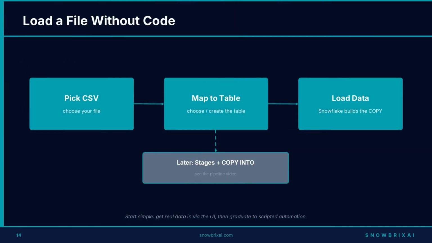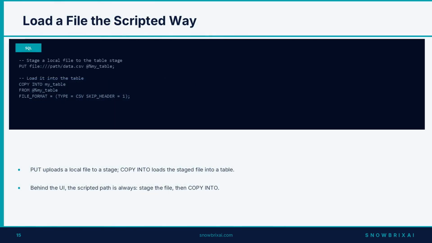Here is the gentlest way to load a file. Just use the interface, no code at all. You pick a CSV from your computer, you choose or create the table it should land in, and you click load. Behind the scenes, Snowflake writes the loading command for you. Later, you will script this yourself with stages and copy into. And that is a whole pipeline video on its own, but not today. Today start simple, get real data in, see it work, feel the win, then graduate to the automation when you are ready.